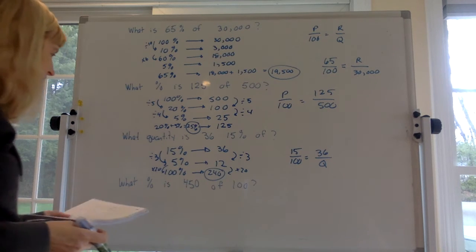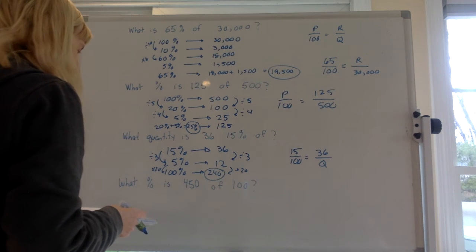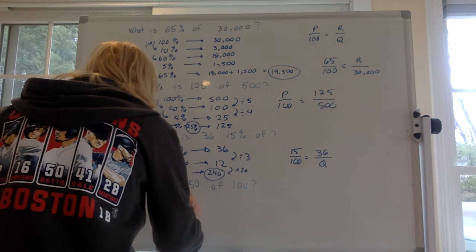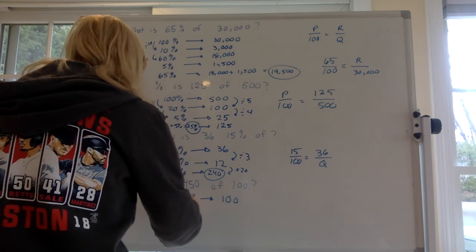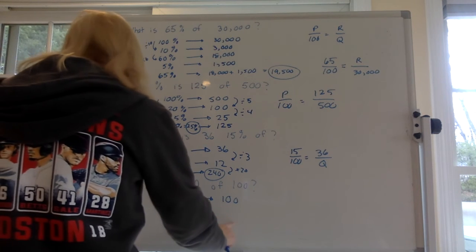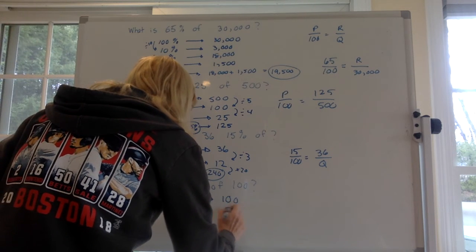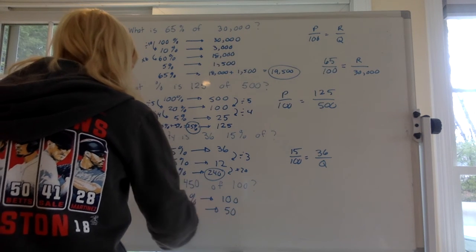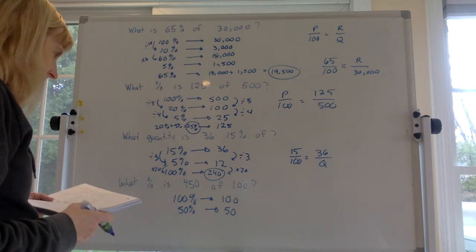Okay, what percentage is 450 of 100? It's bigger than 100%, right? So 100% corresponds to the 100. We want to eventually get to 450 down here. Can I get to 50? How did I get from 100 to 50? I divided by 2. So the 100% divided by 2 is 50%.